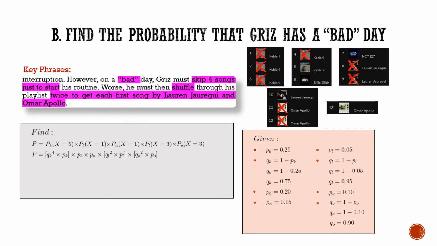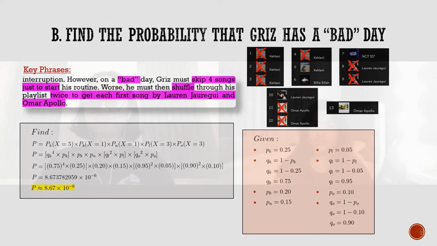Then we substitute the values from before into all the notations. We plug into the calculator and we'll get an answer of 8.6737 82959 times 10 to the power of minus 6, or approximately 8.67 times 10 to the power of minus 6.